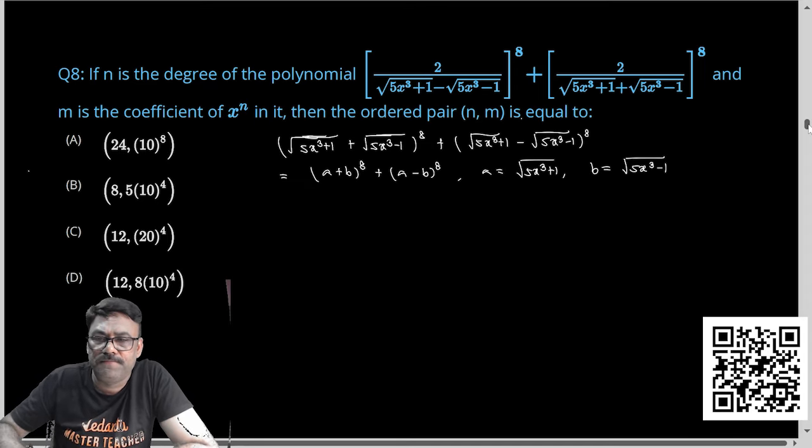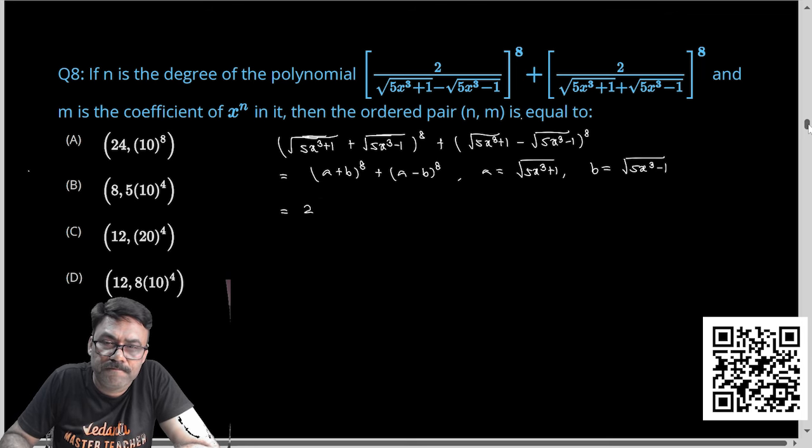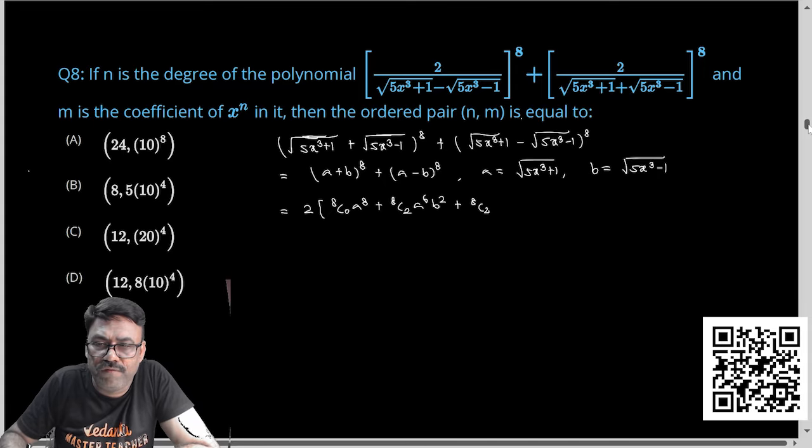Now if you expand, so ultimately you will get what? You will get 2 times 8c0 a raised to 8. Then you will get 8c2 a raised to 6 b square. Then you will get 8c4 a4 b4. Then we get 8c6 a square b6. And finally it is 8c8 b raised to 8.